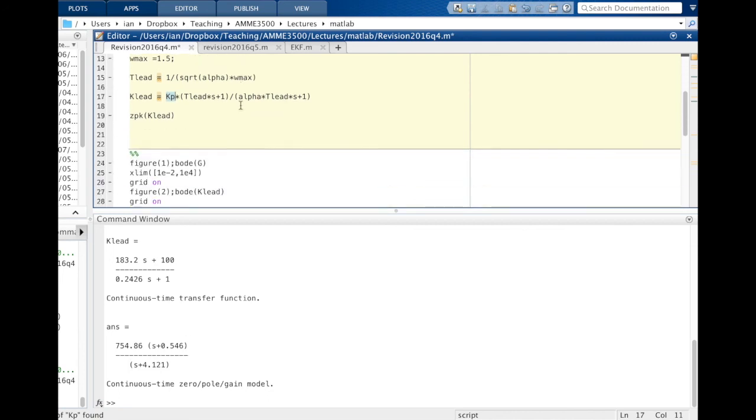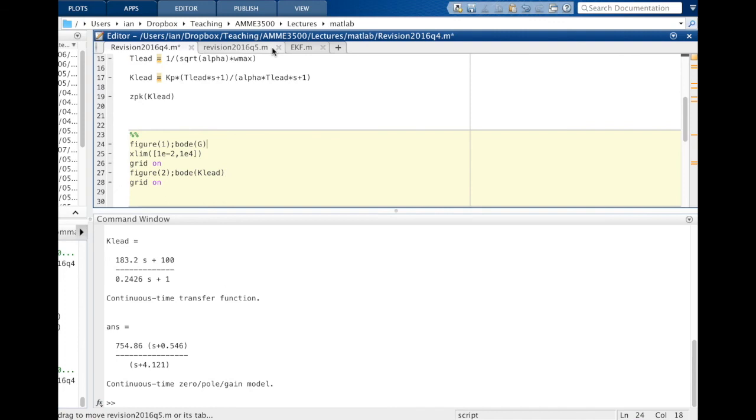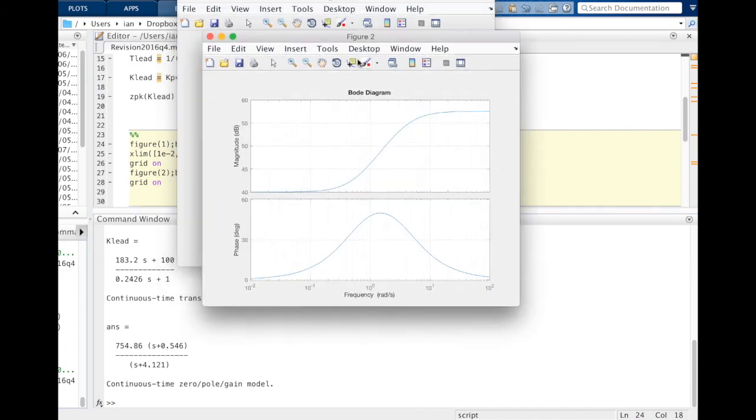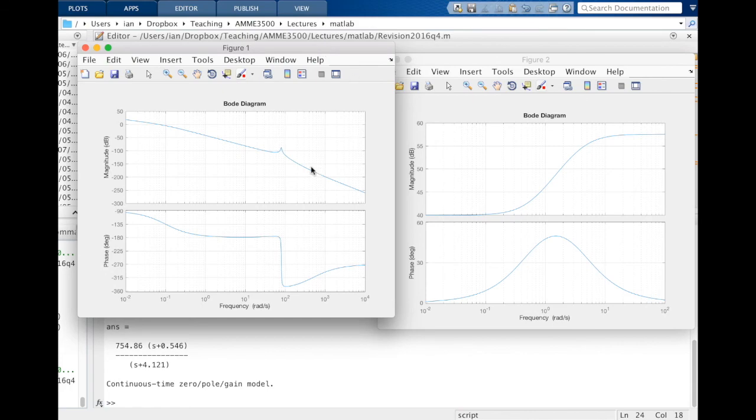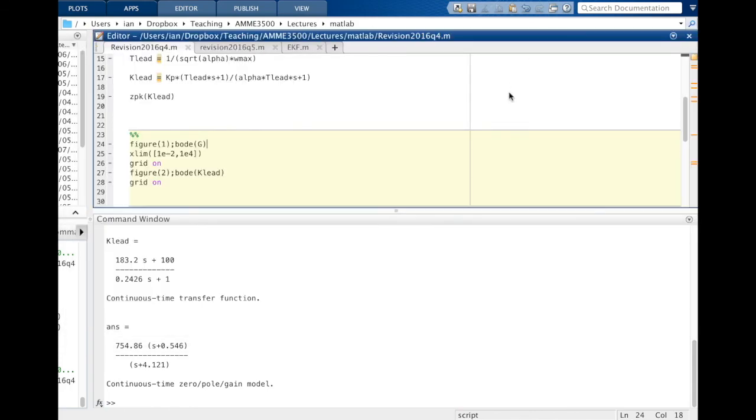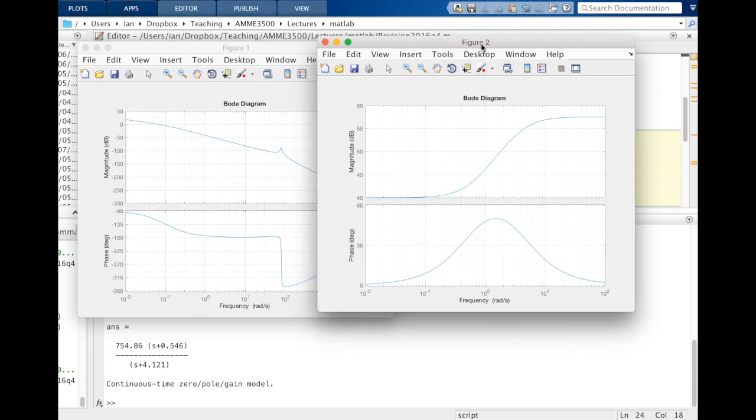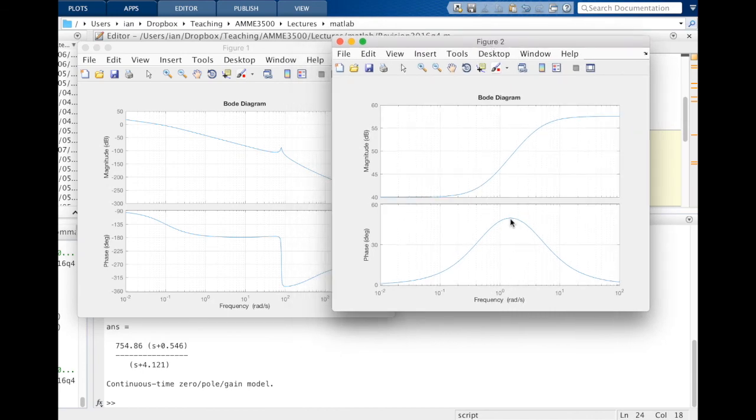So if we have a look now, of course we've got the original Bode plot. This is the original Bode plot of the original system, and this is the Bode plot of the lead compensator. You can see that at 1.5 radians per second, which was the omega max that we specified, we've actually got a phase boost of, it should be 50 degrees, and as you can see, at 1.5 radians per second, exactly 50 degrees.